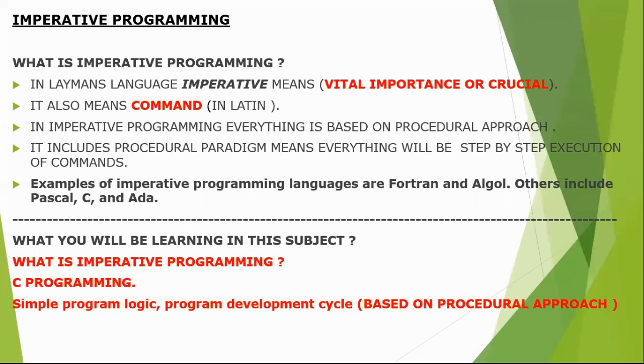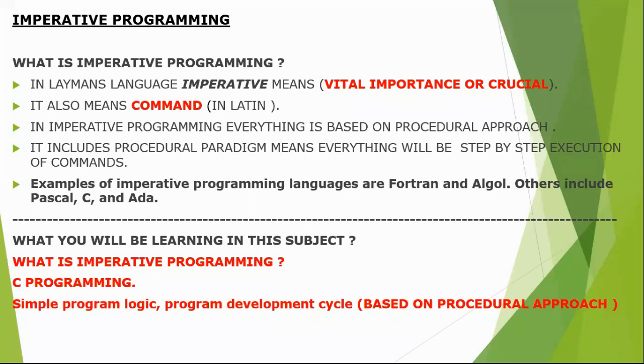Now basically, programming structure is developed or designed in two ways. The first approach is the procedural approach, where everything will be executed step by step. It follows some procedure. Another approach is object oriented programming. There are several programming languages that are based on the object oriented paradigm. So Java, C++, and Python are pure examples of object oriented programming. But C, Fortran, COBOL, and Pascal are examples of imperative programming.